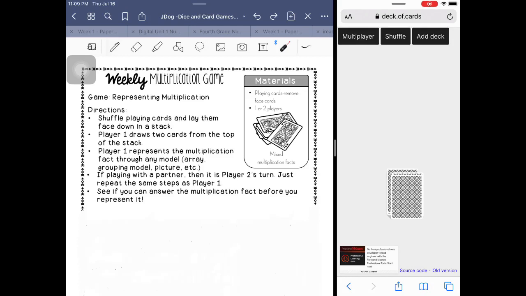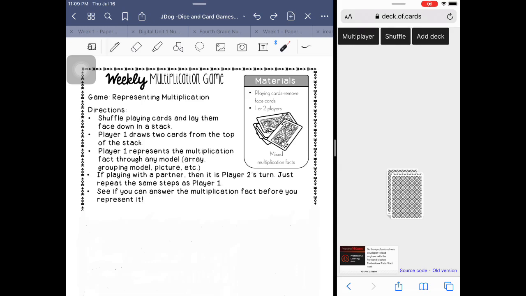Hi kids. The game we're going to talk about today is called Representing Multiplication. You need playing cards and you take out the face cards, and it can be 1 or 2 players. So it's a game you can play all by yourself or have your family join.